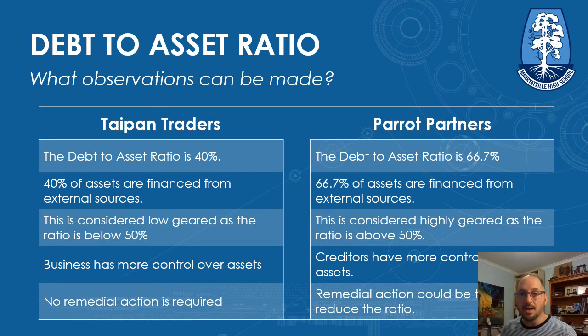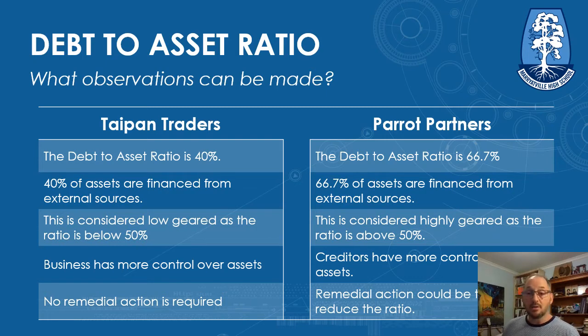What about Parrot Partners? Parrot Partners has a debt to asset ratio of 66.7%. What does that mean? That means that 66.7% of assets are financed from external sources, that is debt as opposed to equity. Is this high or low geared? This is considered highly geared as the ratio is above 50%.